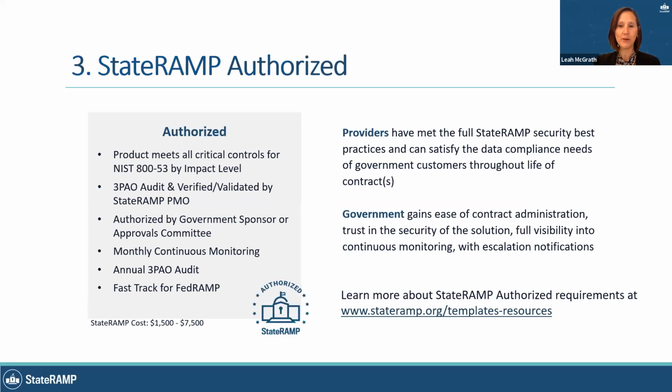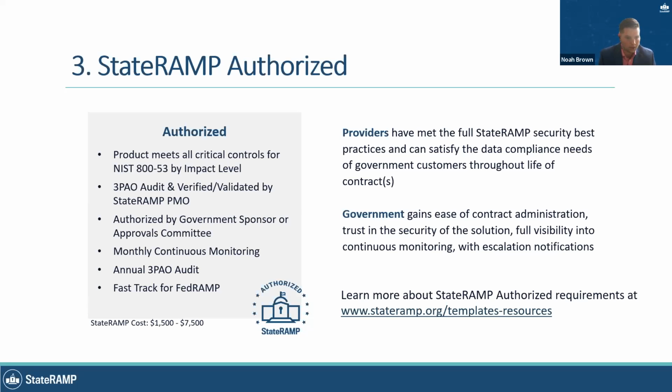And on to Authorized, which is our highest level of certification. So to become StateRAMP authorized, you have to meet all the controls for the impact level at which you're being assessed. So once again, audit and verified, the audit is completed by a 3PAO. And again, those results as well as the artifacts are provided to the StateRAMP PMO for review.